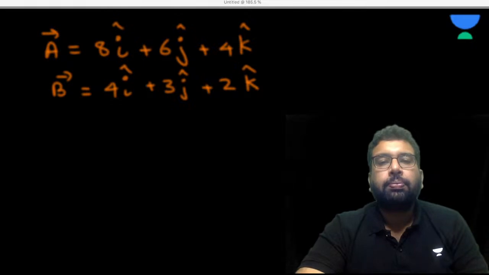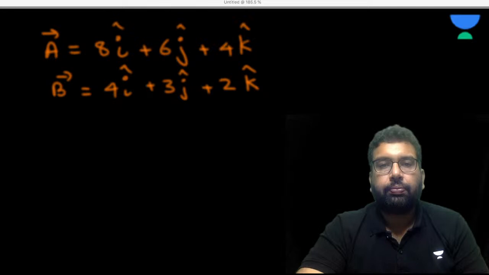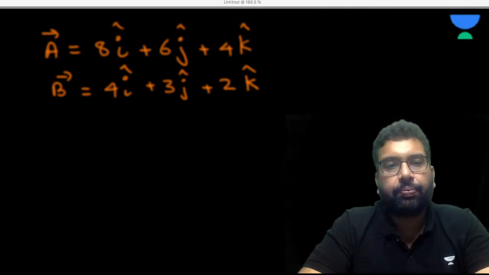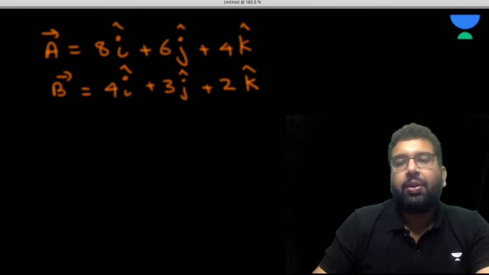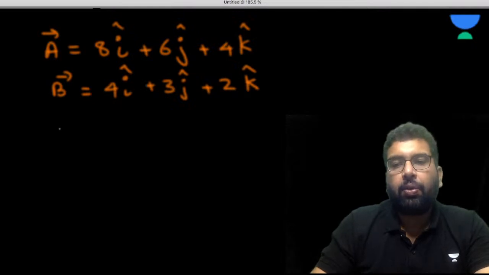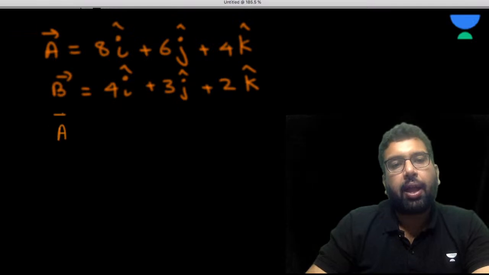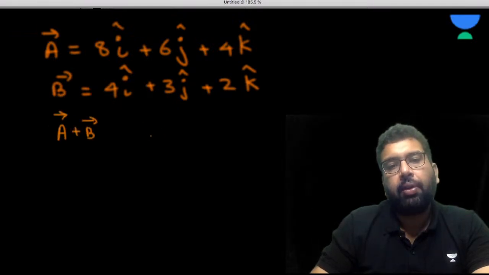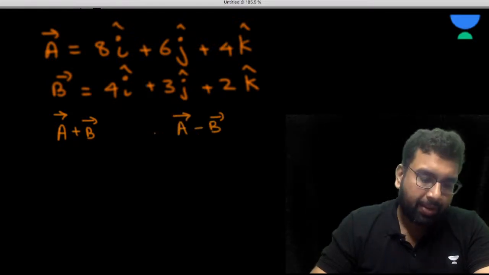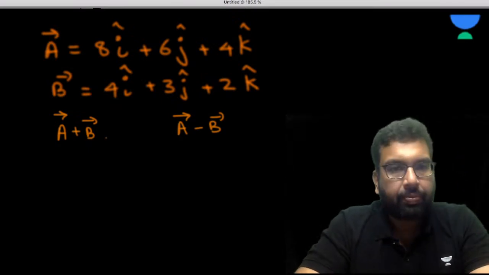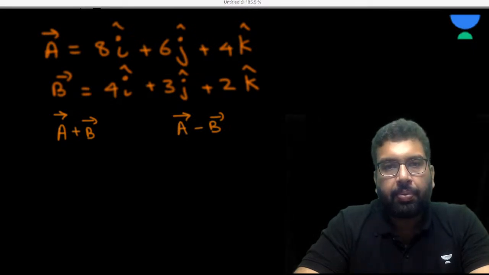Now please go for it. Very simple. I want you guys to give me the addition of these two vectors, that is a vector plus b vector, and a vector minus b vector. Can you please try to give it to me?